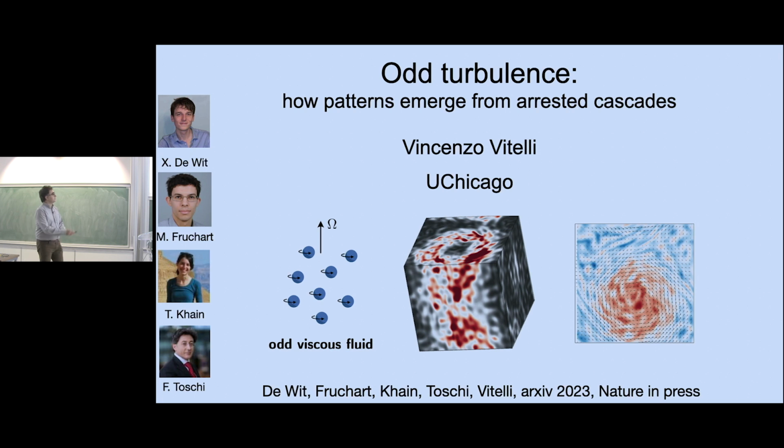So the title of this talk, somewhat exuberant, is Odd Turbulence. And I would like to first say what I mean by odd turbulence. In particular, the word odd doesn't just mean strange. It has a technical meaning that I like to highlight. And in particular, this is a story of how patterns, more precisely pattern formation, emerges from arrested turbulent cascade.